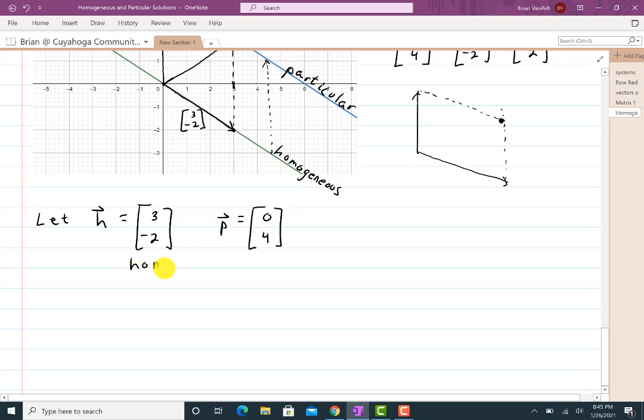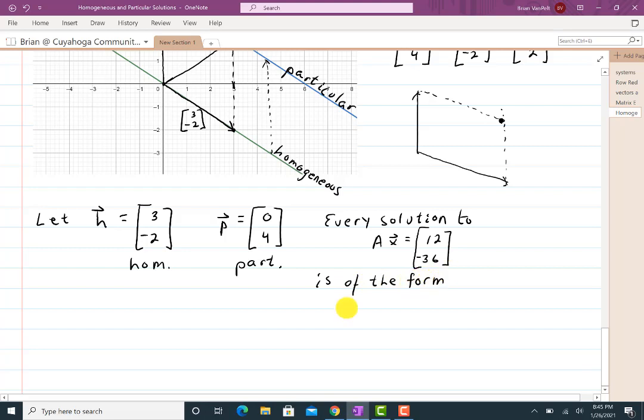So this is the homogeneous, and this is the particular. Notice every solution to AX equals (12, -36) is of the form, I guess we could call it, yeah, let's just write this. You'll have the particular plus X times the homogeneous. So this is what we're going to be dealing with here. General solutions of a system of equations will all take this form.